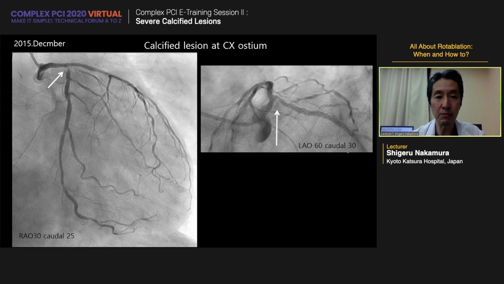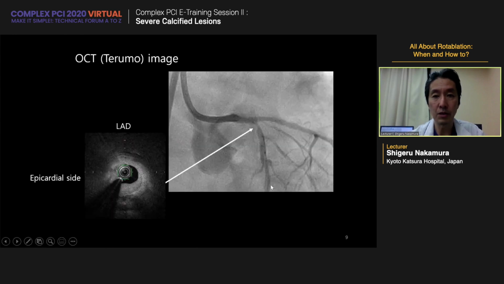But this is a memorable case, December 2015. The case was introduced to our hospital from another hospital to do rotablation for LAD lesions. This is the second session, for the circumflex ostial lesion. This is the OCT before intervention. So this is the OCT image.